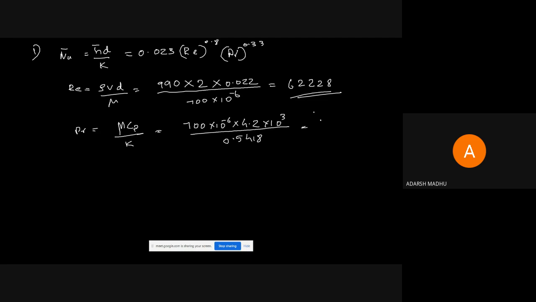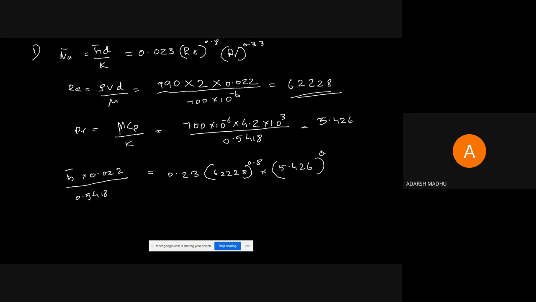The value in the textbook is 5.426, the Pr value. So here we have already found the values of Pr and Re. Substitute the values in the particular equation, hD by k. H bar is the unknown, into the D value 0.022, divided by the k value 0.5418, equal to 0.23 into Re, which is 62228, raised to 0.8, into the Pr value 5.426 raised to 0.33.